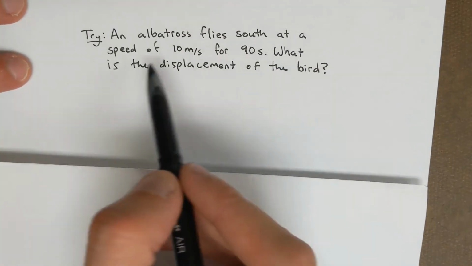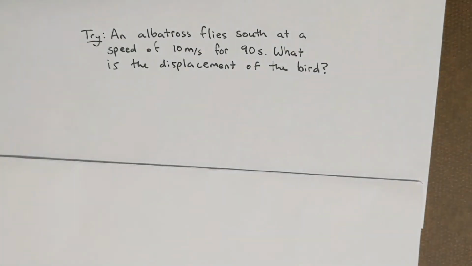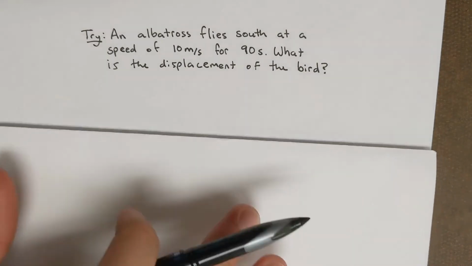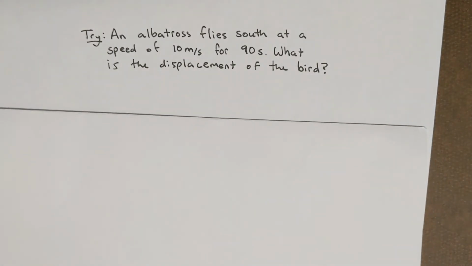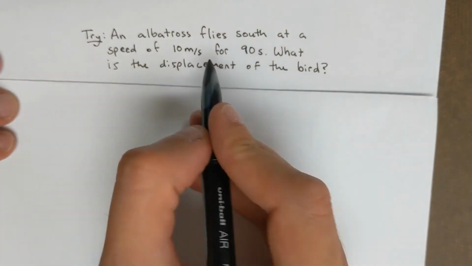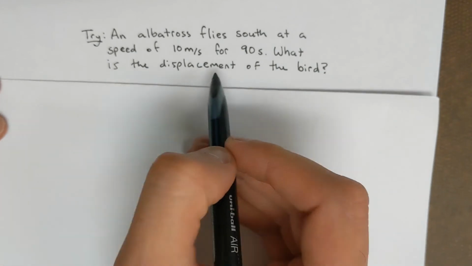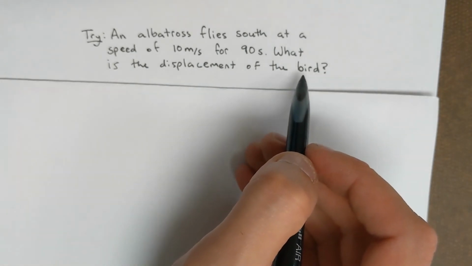An albatross flies south at a speed of 10 meters per second for 90 seconds. If you don't know, albatrosses are birds that are like a gigantic seagull. It's a bird that lives out in the ocean, and they're gigantic. Look up a picture of an albatross, they're pretty cool. So an albatross flies south at a speed of 10 meters per second for 90 seconds. What is the displacement of the bird? The bird is the albatross.